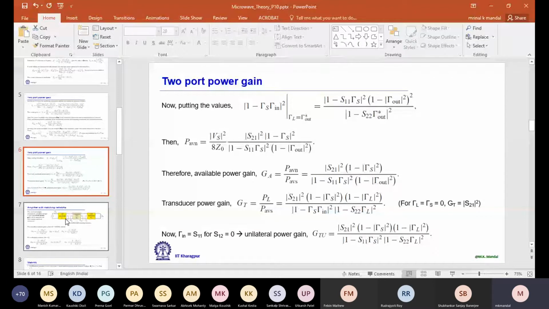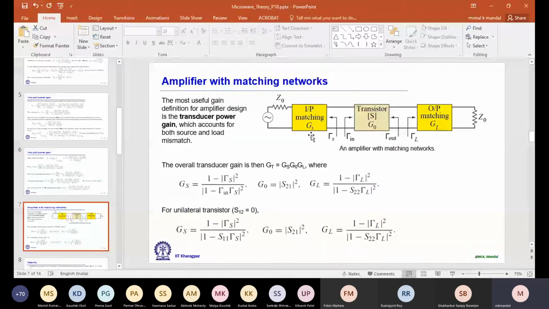Now we consider a special situation when we use matching networks at the input side as well as at the output side to match to the external source and load. We are considering this for microwave systems, so we consider a reference impedance of 50 ohm, represented here by Z naught. Then the overall transducer gain, including the matching networks, is given by the multiplication of three gains, where GS is given here, G naught is the magnitude of S21 squared, and GL is this one.